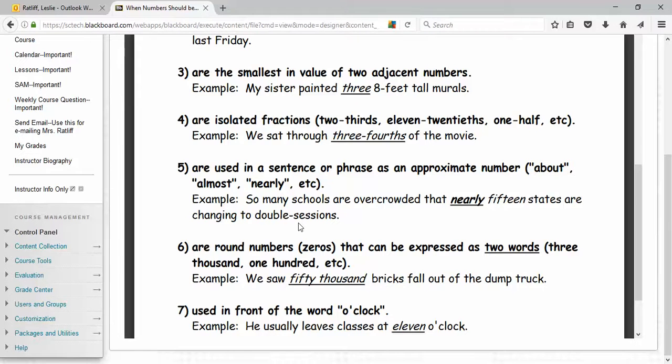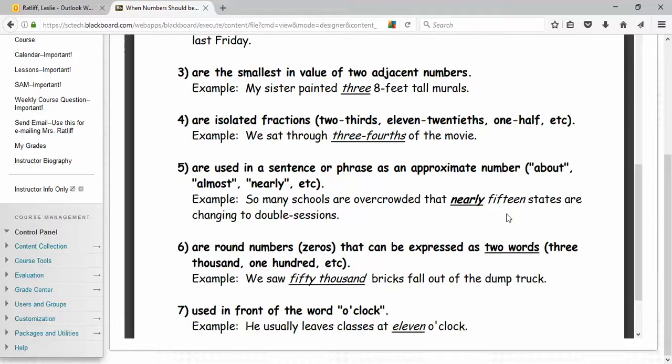The word nearly makes 15 approximate. And if you have an approximate number in a sentence, then you need to spell it out as a word. 15 is more than 10, so it would normally be digits, but you have the word nearly here, which makes it approximate, so it should be spelled out as a word.